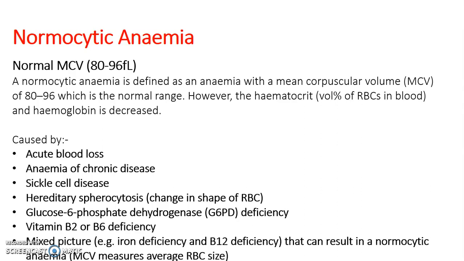And it can also be a mixed picture. So a patient could have iron deficiency and B12 deficiency. So you can have like a microcytic and a macrocytic, but gives an average red blood cell size that's normocytic. So always think about that as well.